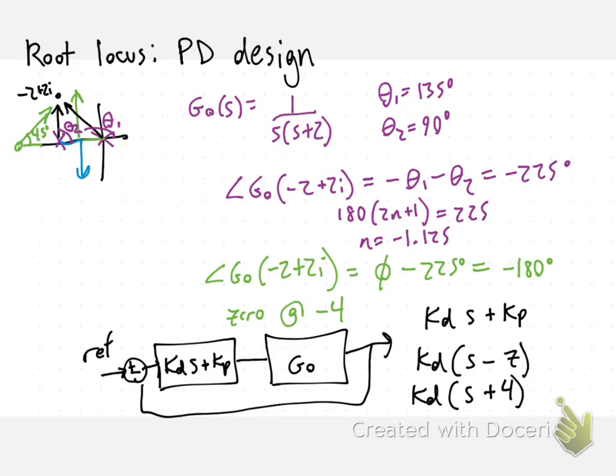And we can move this 0 that we've placed into our open loop system, because if we combine this part with our open loop system, we can now use root locus to find the value of KD.